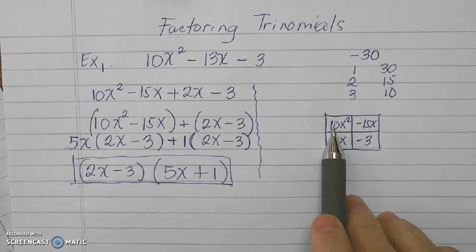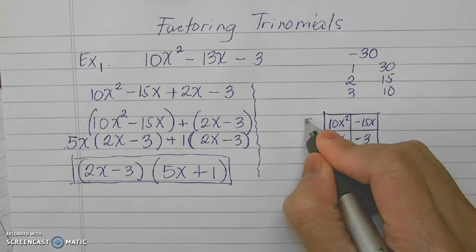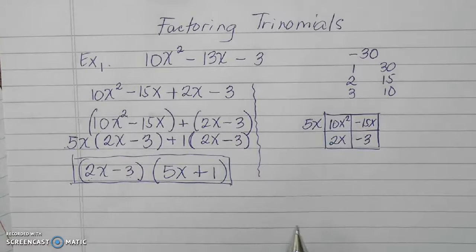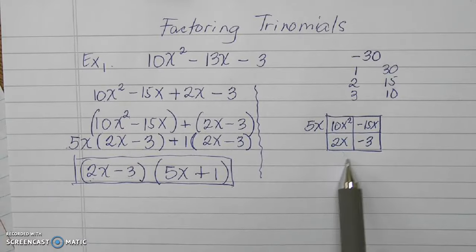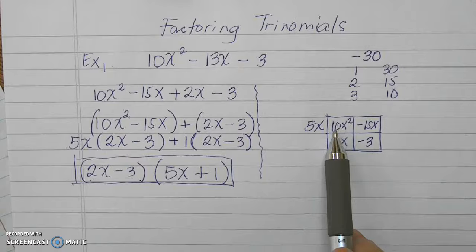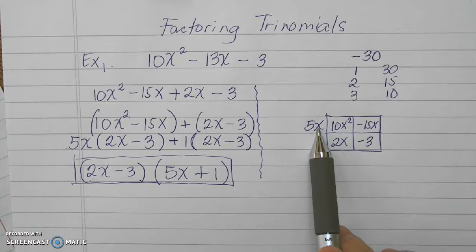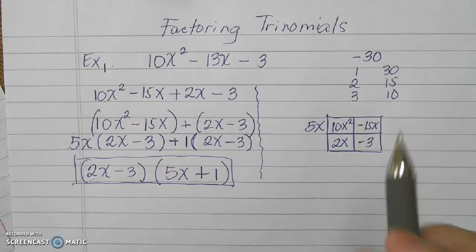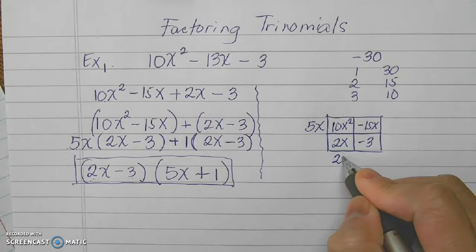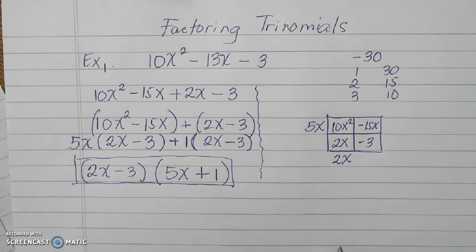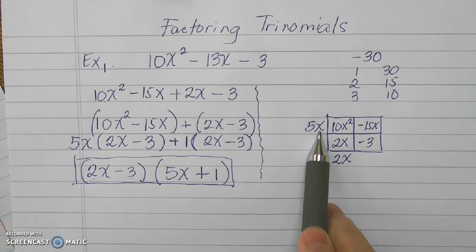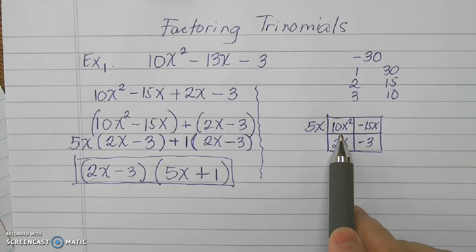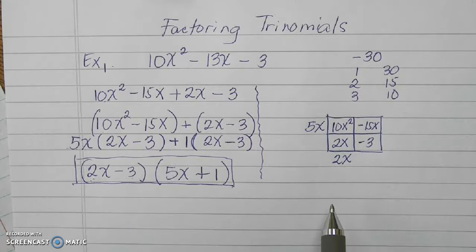If you look at this, they have a common factor of 5x. And I will fill this bottom one first. If I have 10x squared here and I have 5x here, what will you multiply by 5x to make 10x squared? I'm kind of thinking that's 2x. Let's check. 5x times 2x. Is that 10x squared? That's 10x squared.